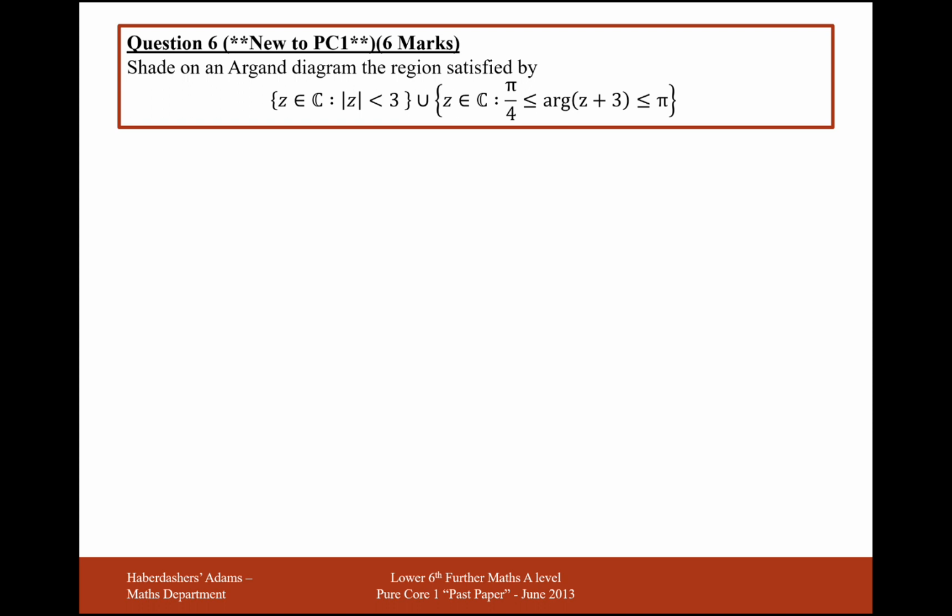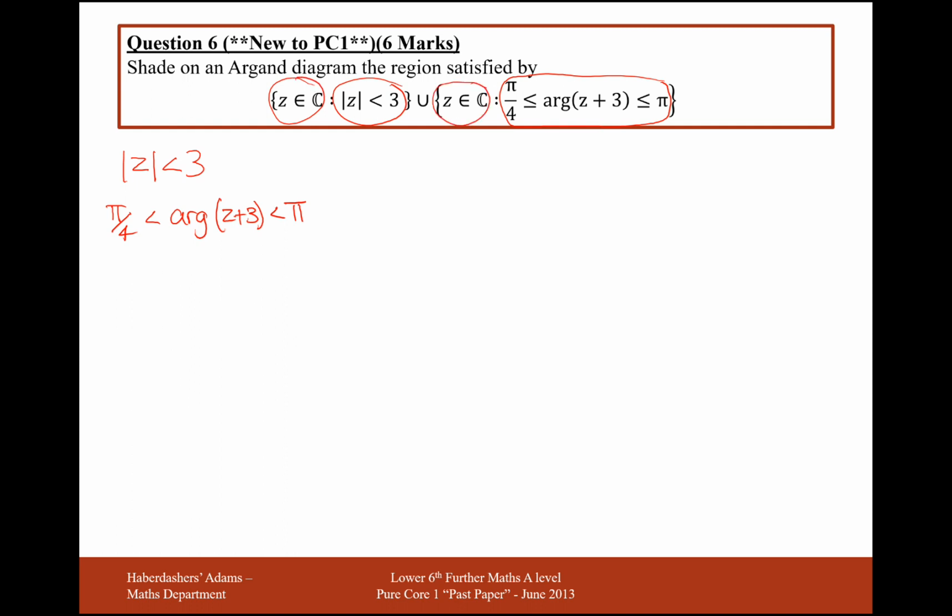The question is, shade on the Argand diagram the region satisfied by... Okay, now don't be too confused by these squiggly brackets. All it means is the modulus for my complex number has to be less than 3. So that's the important part there, and the argument, once I've subtracted 3 from my complex number, has to be in between pi by 4 up to pi. So all these bits at the front here mean is that z is a complex number.